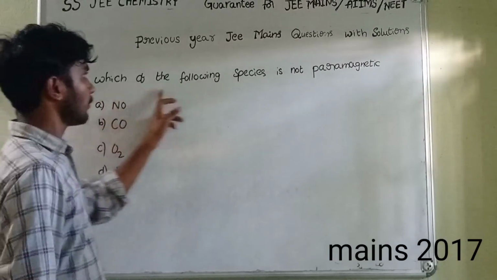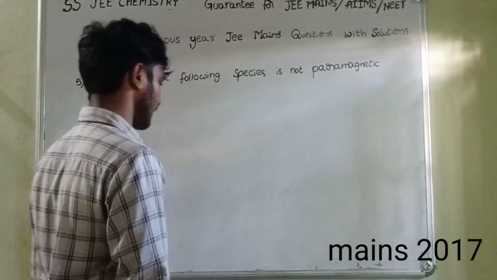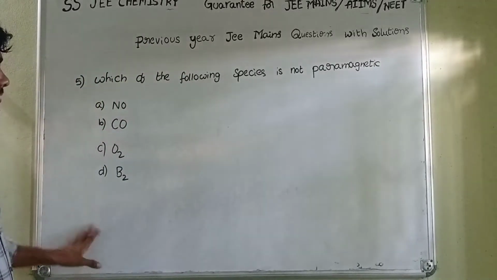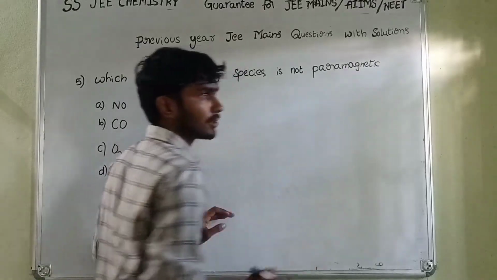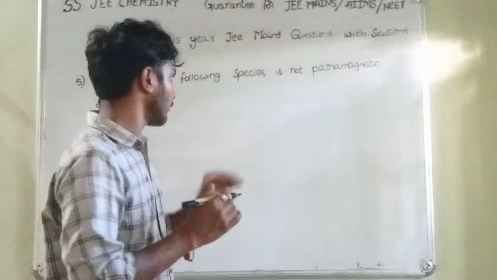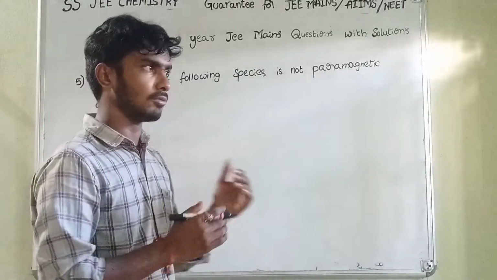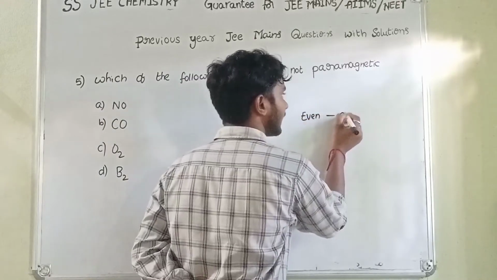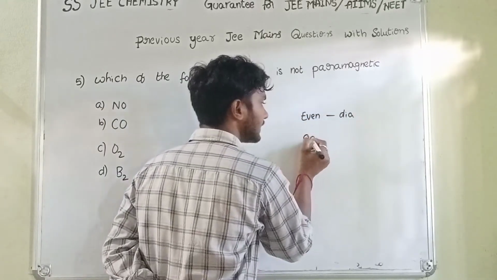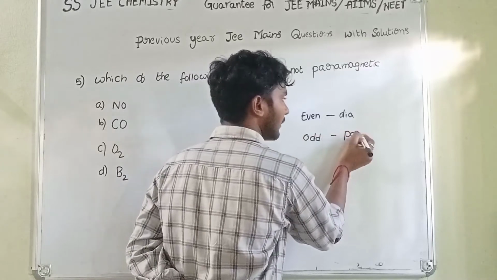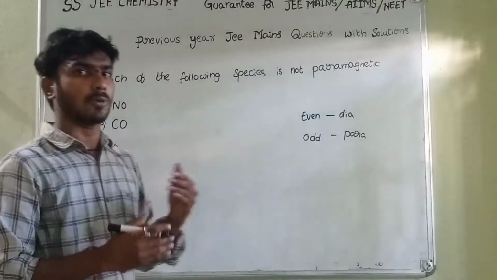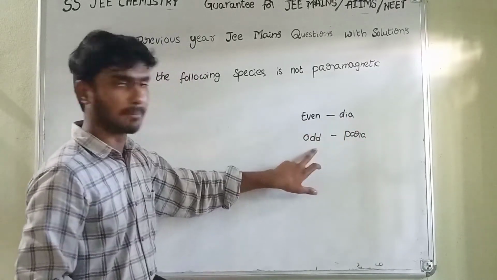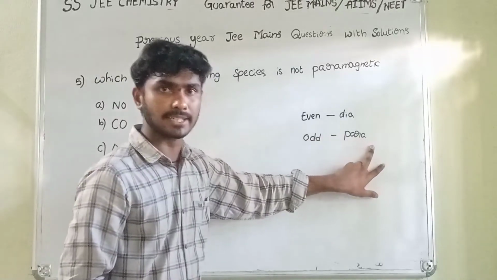Question number 5. Which of the following species is not paramagnetic? They are asking about magnetic nature. So we have one trick. First of all, we should count the number of electrons. If it is an even number, then it is diamagnetic. If it is an odd number, then it is paramagnetic.